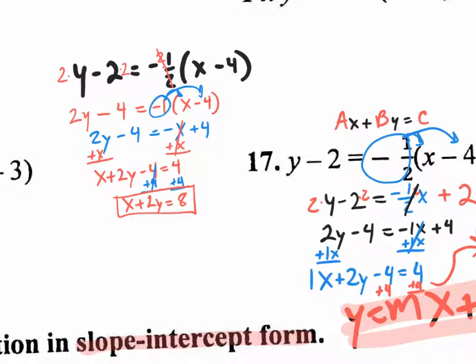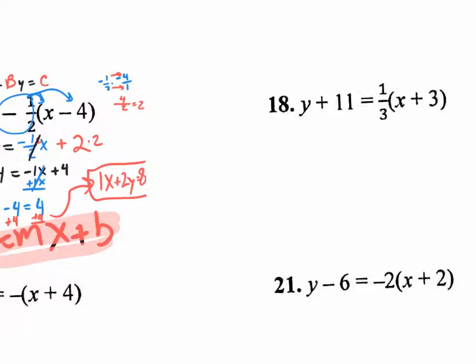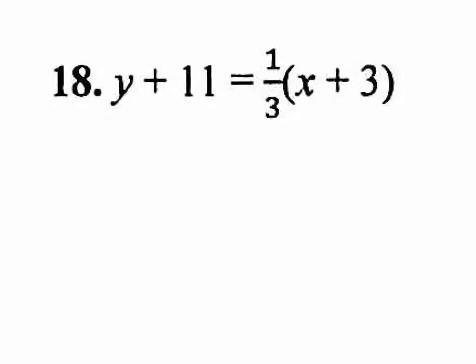Now, as you can see, it's the same exact equation as over here. Over here, I dealt with the fraction by distributing it. Over here, I got rid of the fraction right from the start by multiplying everything by the denominator. It's totally up to you whether you want to distribute the fraction or get rid of the fraction by multiplying everything by the denominator. Okay, so with that in mind, how about you guys pick number 18?